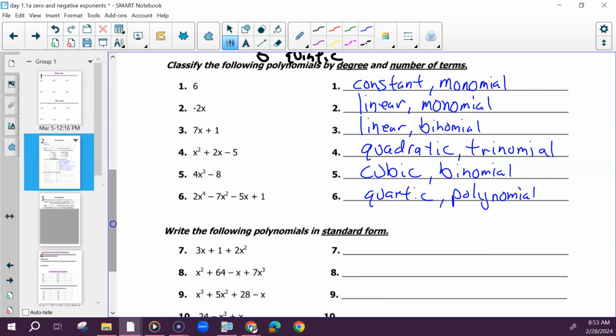So, just to clarify again, this is a monomial polynomial. It's the type of polynomial, but specifically it's a monomial. So when you see this, it's just talking about which type. Okay, questions about the classifying section?